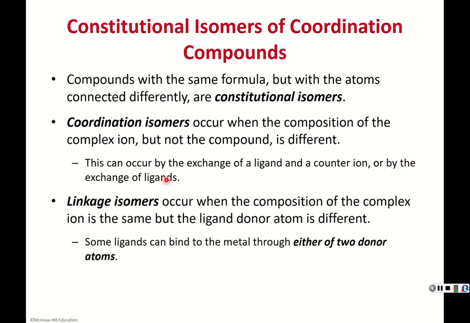Linkage isomers occur when the composition of the complex ion is the same, but the ligand donor atom is different. So some ligands can bind to the metal through either one of two donor atoms. So if they switch which donor atom they're bonding to the metal through, that's what's known as a linkage isomer.